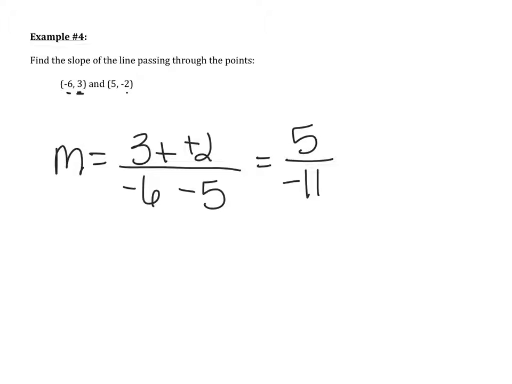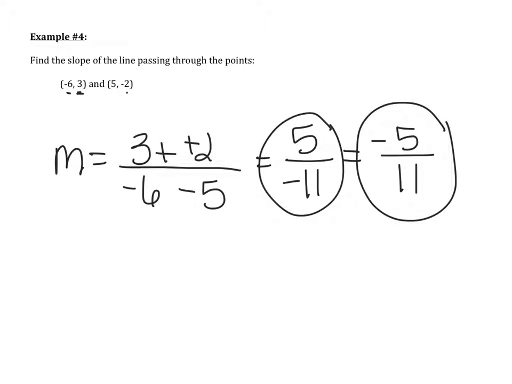Do you typically keep the negative sign in the denominator? No. So I would just rewrite this as -5 over 11. If you kept it as this, that would be just fine. It's just more correct if you left it like this.